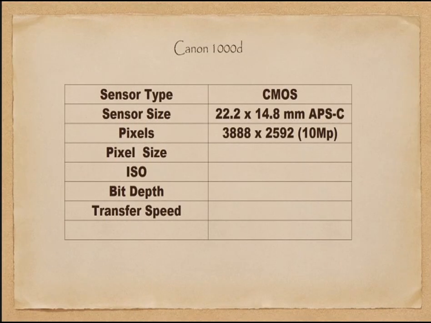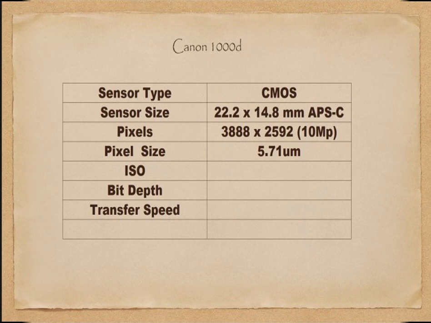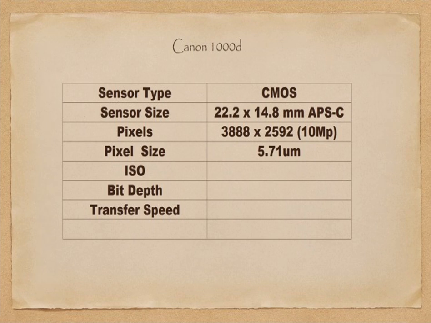Just like a TV, the number of pixels will have a bearing on the quality of the image, but the number of pixels also has an impact on the size of the file that will be exported. Similarly, the size of the pixel will impact on the sharpness of any image captured. The pixel is square, so it's 5.71 micrometers by 5.71.